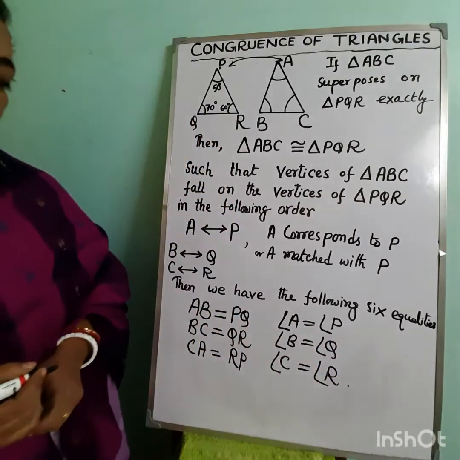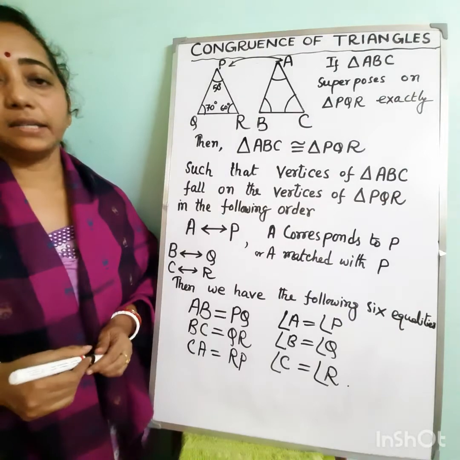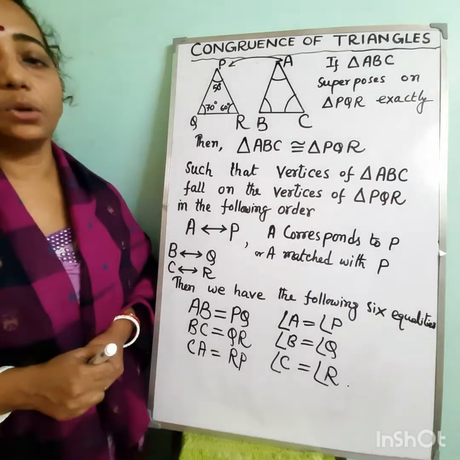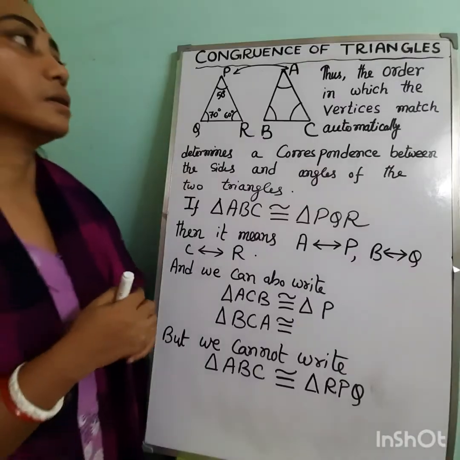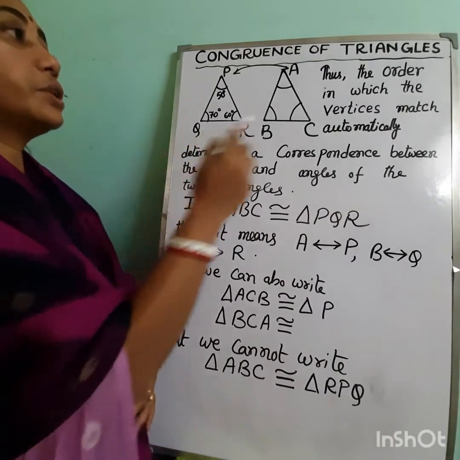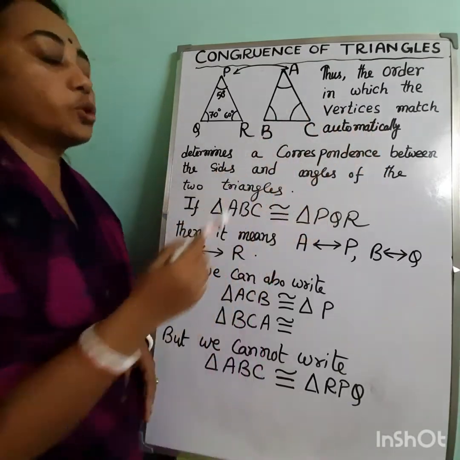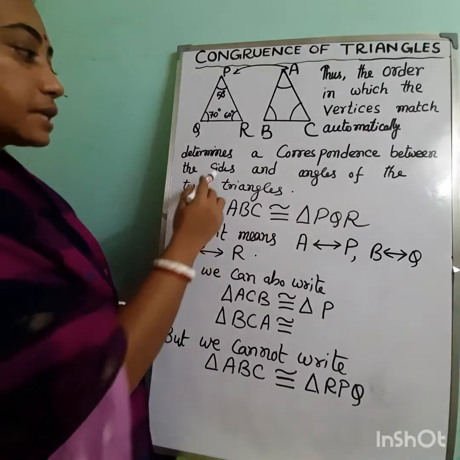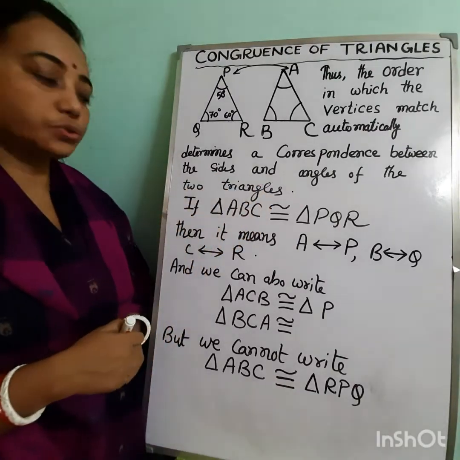So we have the corresponding sides and corresponding angles of the two triangles are equal. Thus, we can say that the order in which the vertices match automatically determines a correspondence between the sides and angles of the two triangles.